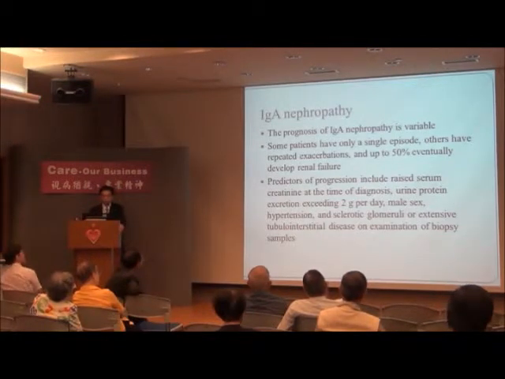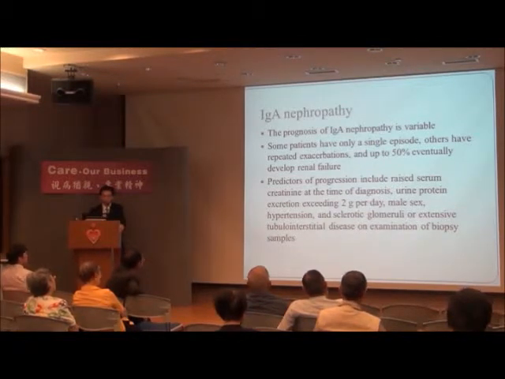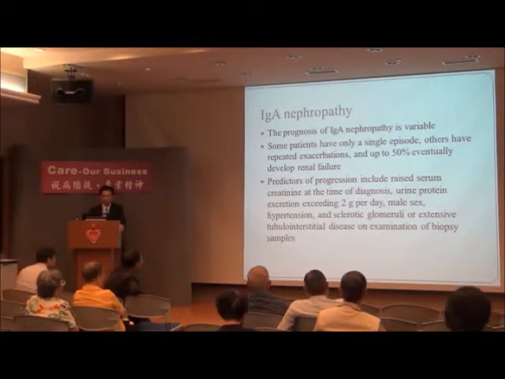The prognosis of IgA nephropathy is variable. Some patients have only a single episode. Others have repeated exacerbations, and up to 50% eventually may develop renal failure. Predictors of progression include raised serum creatinine at the time of diagnosis, urine protein excretion exceeding 2 grams per day, male sex, hypertension, sclerotic glomeruli, or extensive tubulointerstitial disease on examination of the biopsy sample.